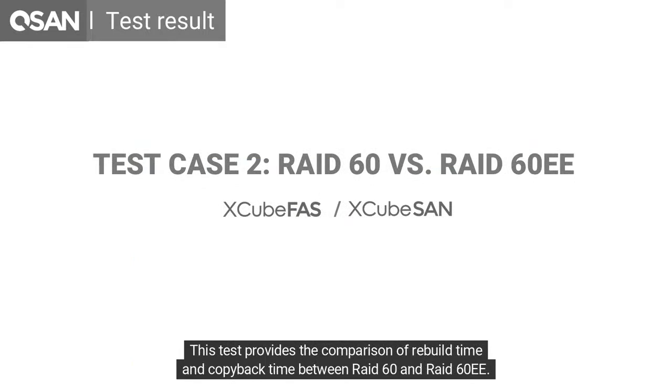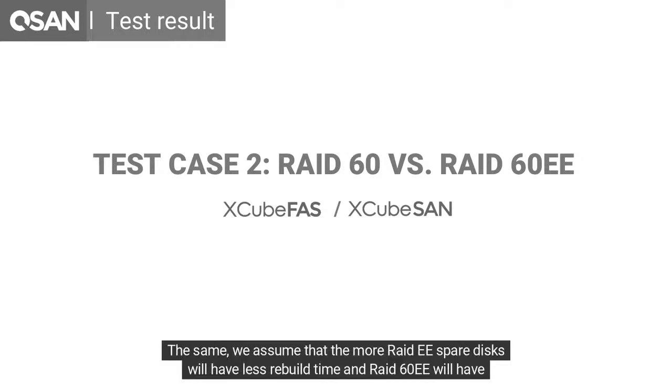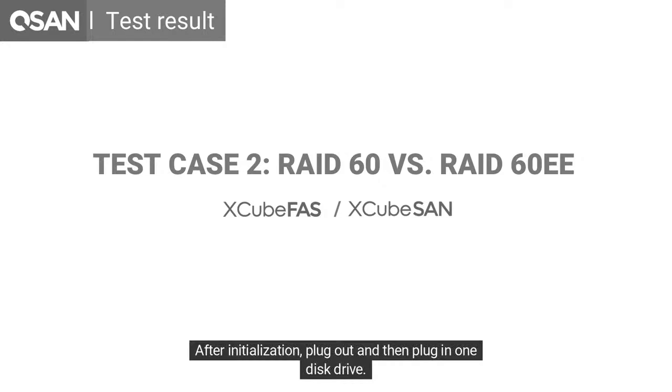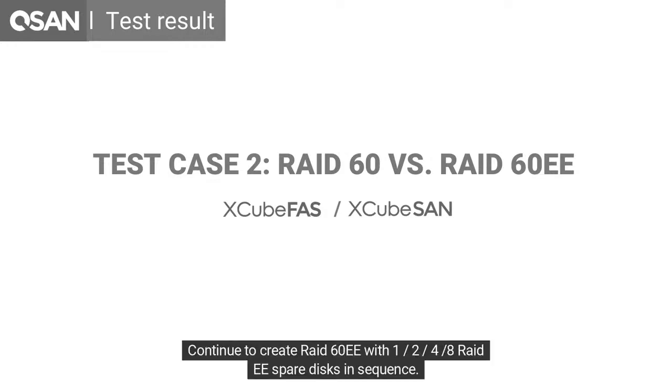This test provides the comparison of rebuild time and copy back time between RAID 60 and RAID 60E. The same, we assume that the more RAID E spare disks, the less rebuild time, and RAID 60E will have better efficiency. First, we create a RAID 60 pool. After initialization, plug out and then plug in one disk drive. Count the rebuild time with different I/O access patterns. Continue to create RAID 60E with 1 to 48 RAID E spare disks in sequence.